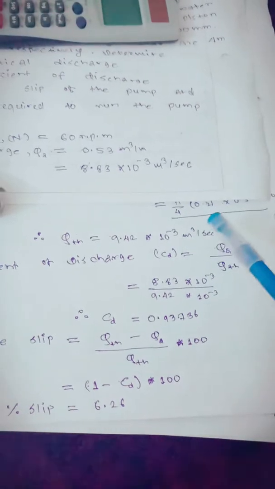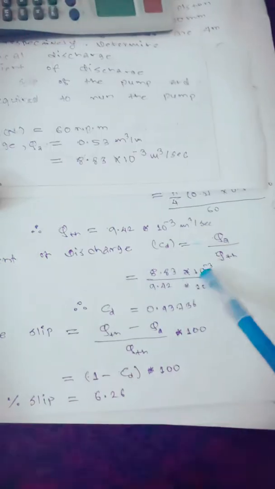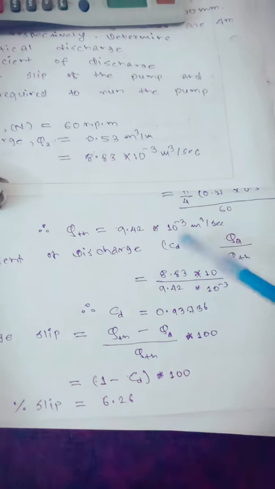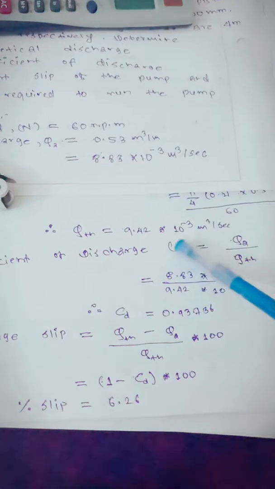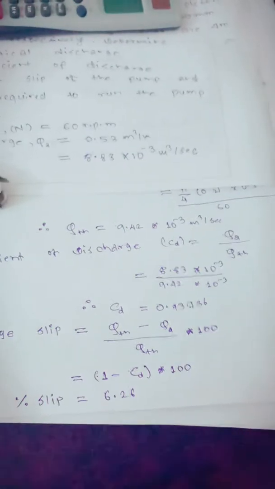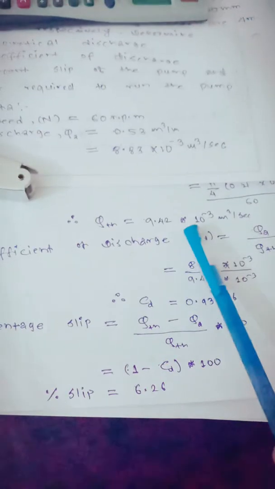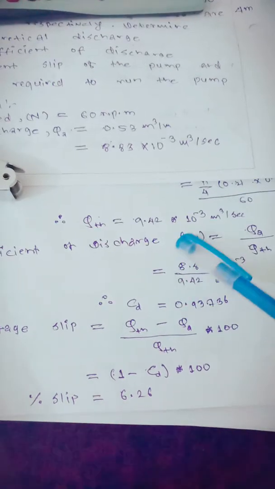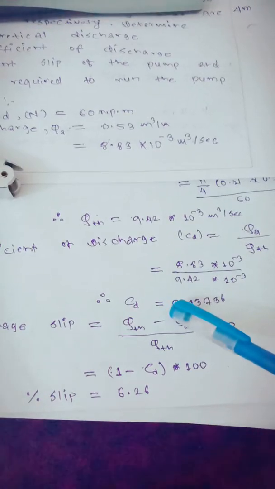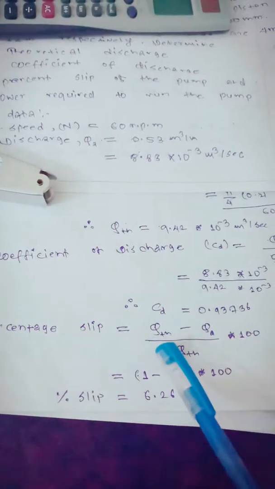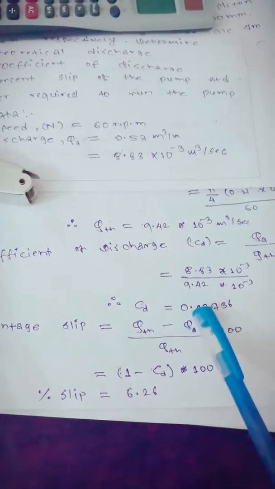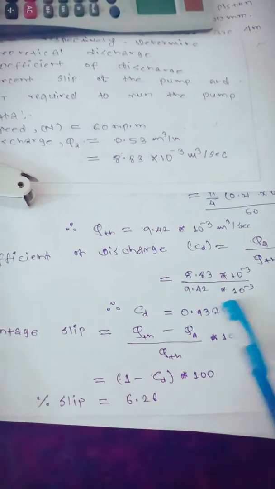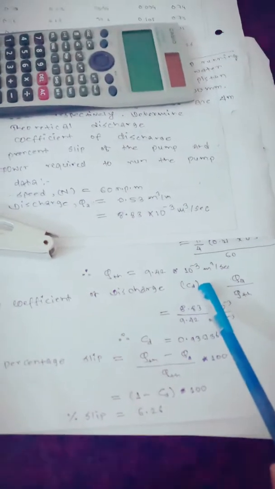Substituting this, the 10 power minus 3 in the numerator and denominator both get cancelled. Then using the remaining numerator and denominator values in the calculator, we got the coefficient of the discharge C suffix D equal to 0.93736. You can calculate it in your calculator on your own.